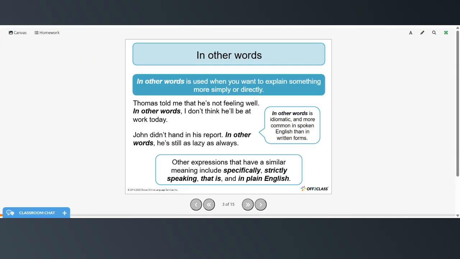John didn't hand in his report. In other words, he's still as lazy as always. In other words is idiomatic and more common in spoken English than in written forms. Other expressions have a similar meaning, including specifically, strictly speaking, that is, and in plain English.